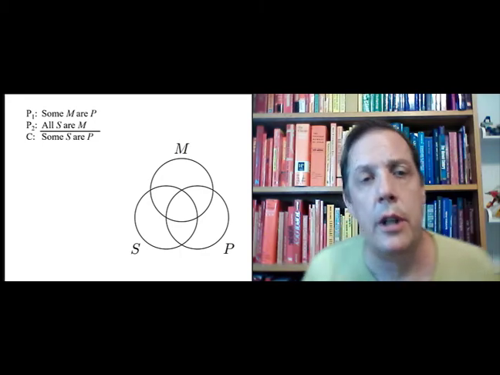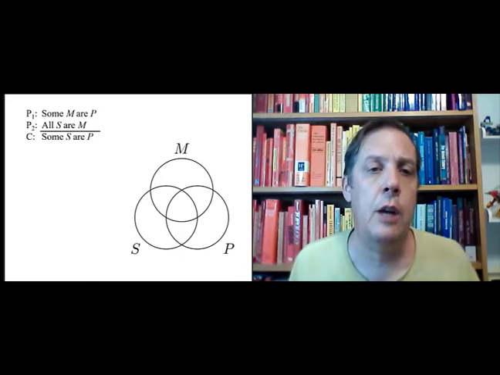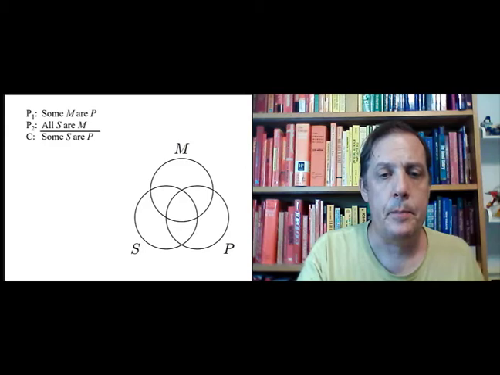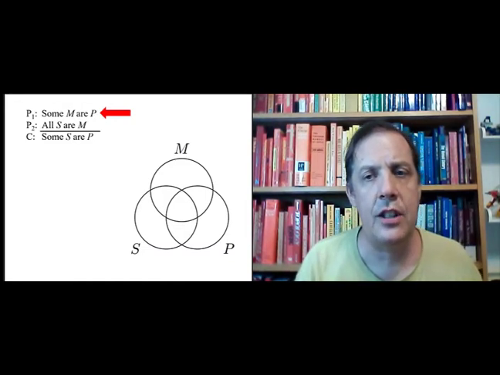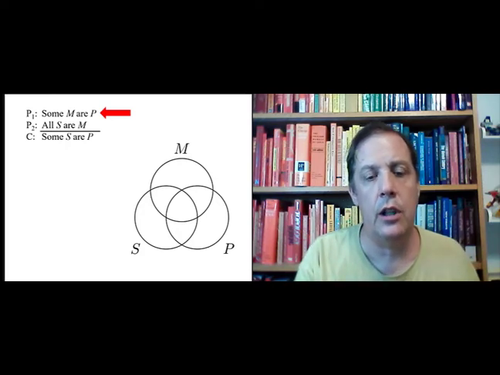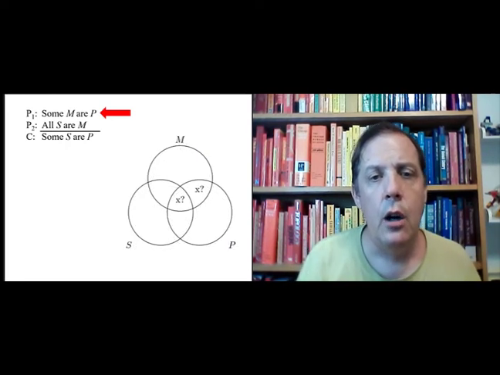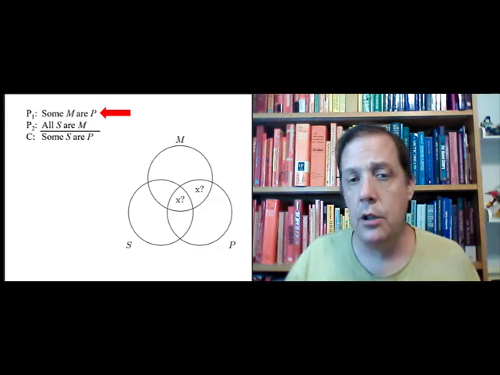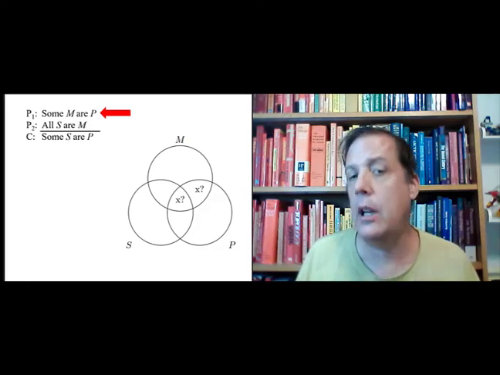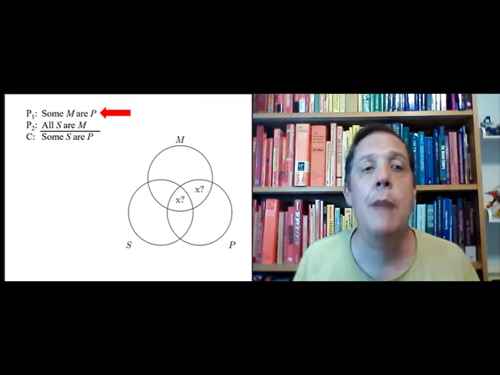So what do we want to do here? We want to diagram some M are P. How are we going to do that? Well, we know, so there it is, some M are P. We know that we want to put an X in the overlap between the M circle and the P circle. But which side of the line that's going through that little football shape should you put the X on? It could be in either one, and we don't know. Premise 1 asserts that some M are P.